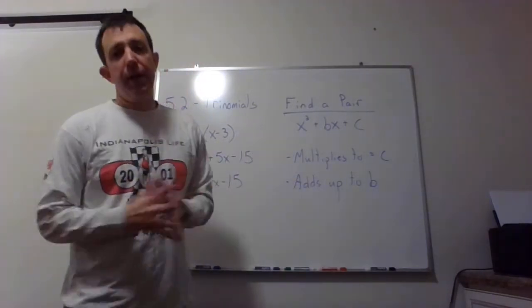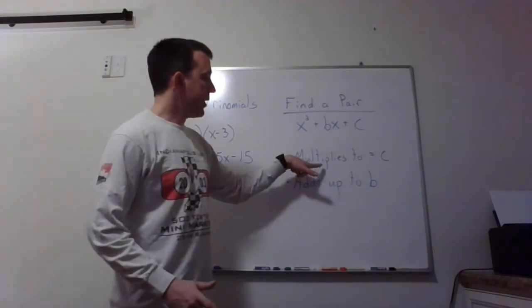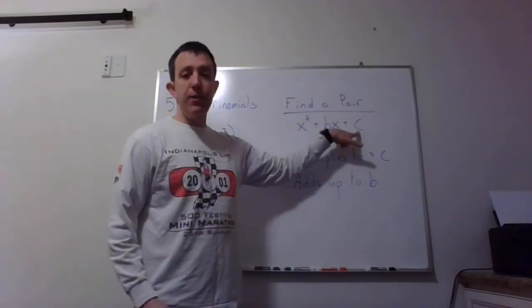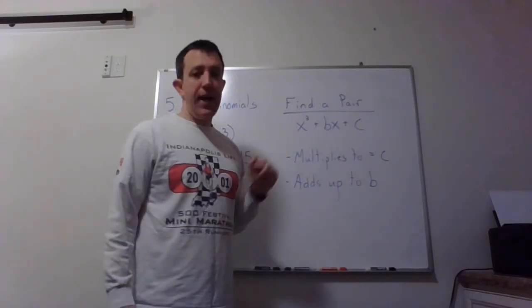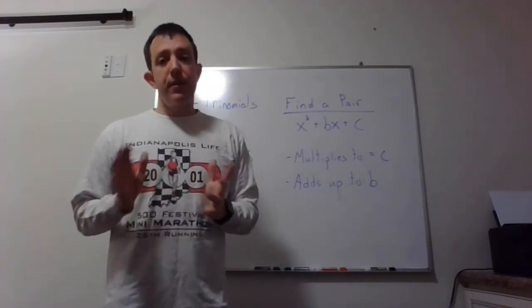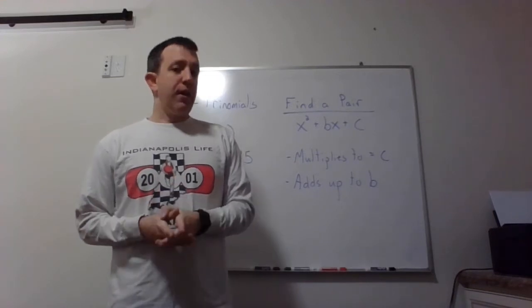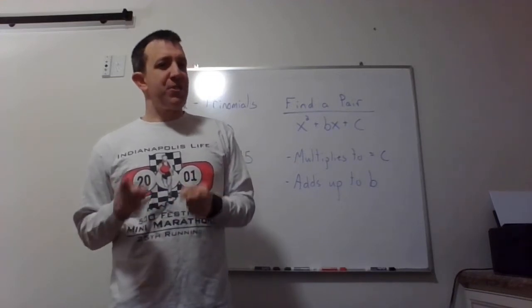So what we're going to be looking for to make this work is we need a pair. That's why I wrote find a pair. We're going to find a pair that does two things. It needs to multiply to equal that number at the end, what I have as c here, and then it needs to add up to the b in the middle. And so let's take a look at an example. We'll see how this works, and then guess what? There's even a shortcut, which is awesome. So let's do it.